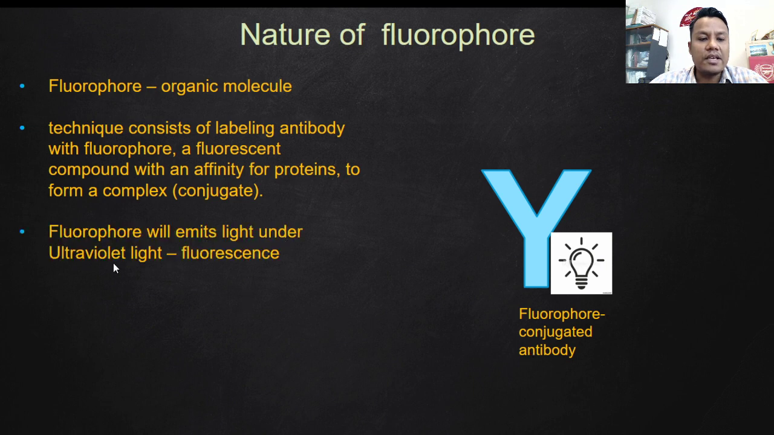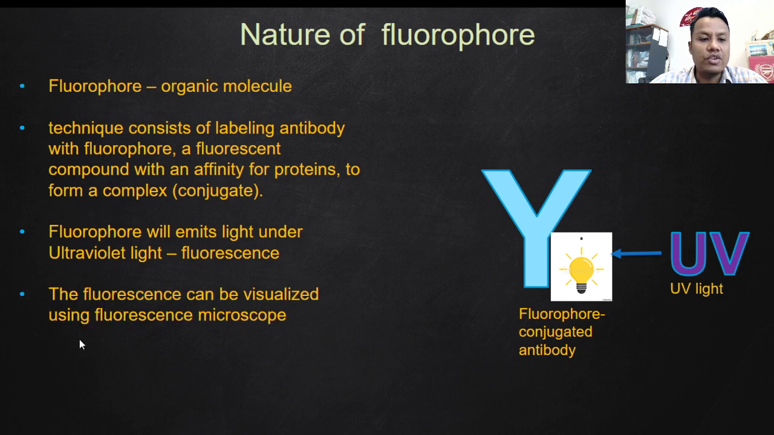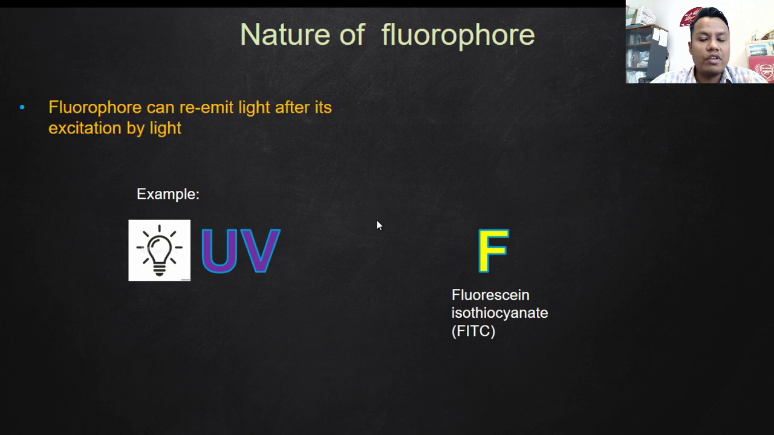Fluorophore will emit light under ultraviolet light. So in the reaction of fluorescence, we can observe here UV light will make the fluorophore emit their own fluorescent light, which can be detected later by using a fluorescence microscope. So this is the basic principle on the nature of fluorophore. Fluorophore can re-emit light after its excitation by, in this case, UV light.